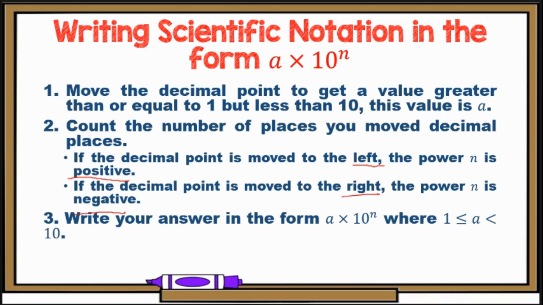Let's have step 3. Write your answer in the form a times 10 raised to n, where a is greater than or equal to 1 but less than 10. So take note, a should be between 1 and 10. It can be equal to 1, but it cannot be equal to 10. It is always less than 10. Next, I didn't finish the last sentence, so I will just write it in this video. Drop the non-significant zeros.